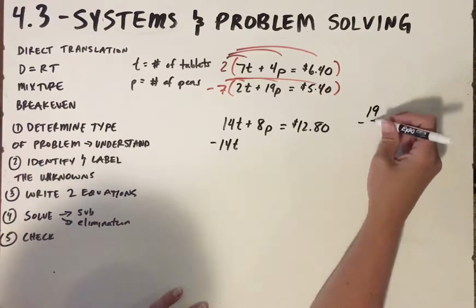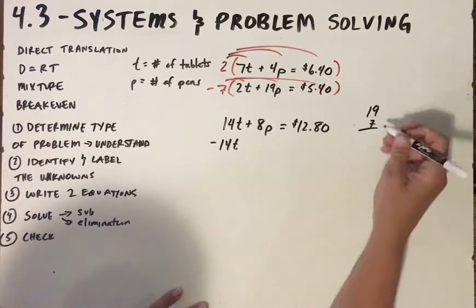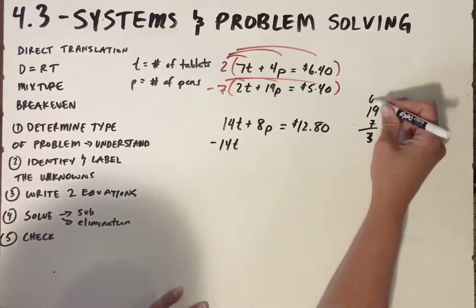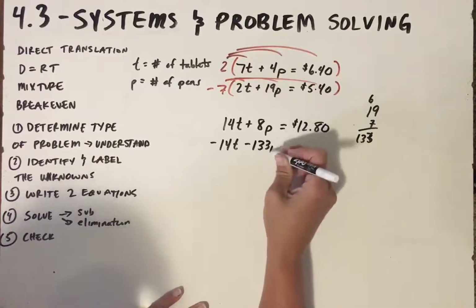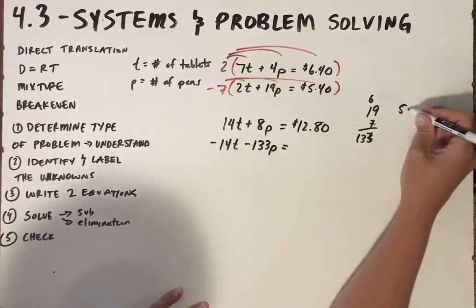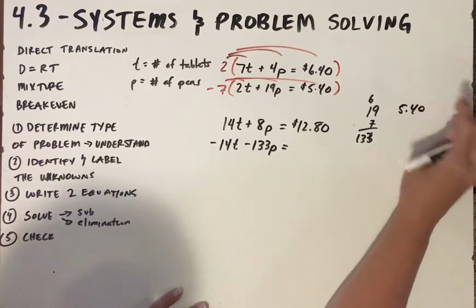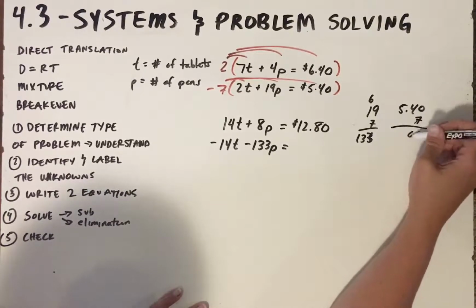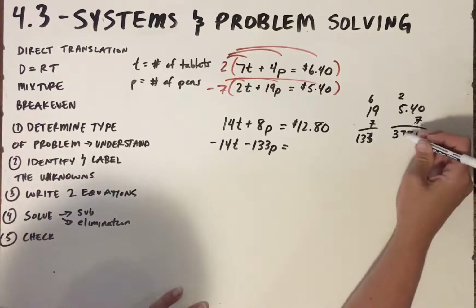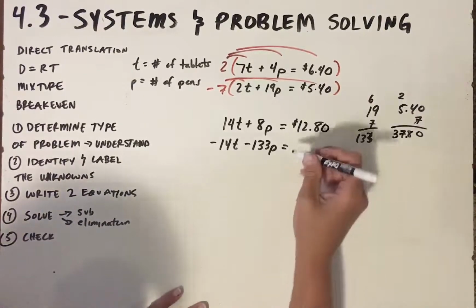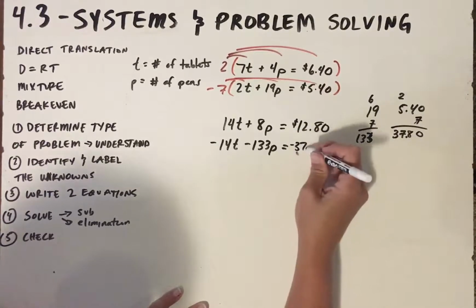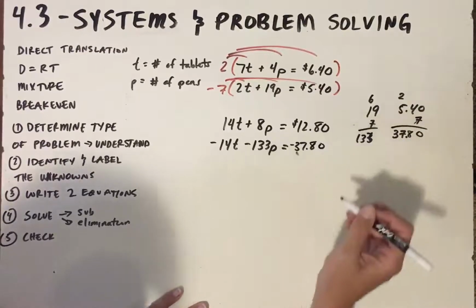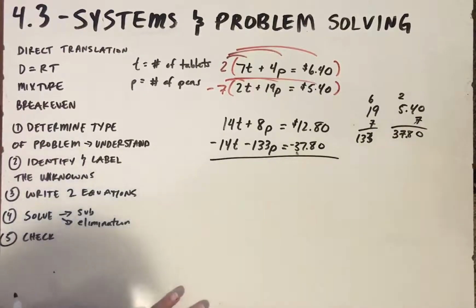19 times negative 7. Well, let's just write 7 here. It's going to be 63. It's going to be 133. So that's going to be a negative 133P, and that's going to be equal to, I should have a calculator, $37.80. It's going to be negative. Okay, negative $37.80.